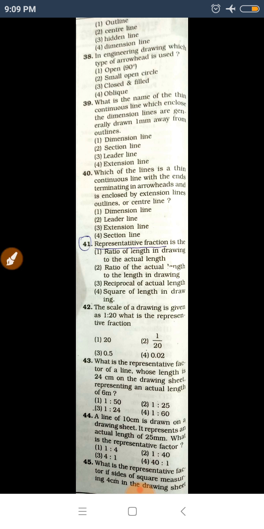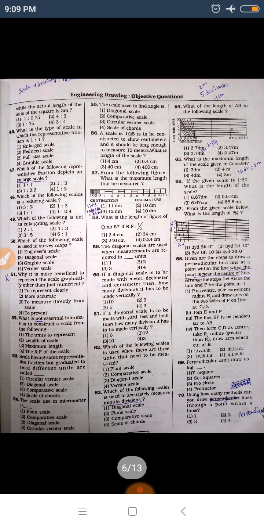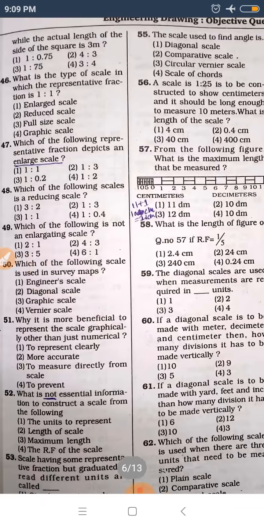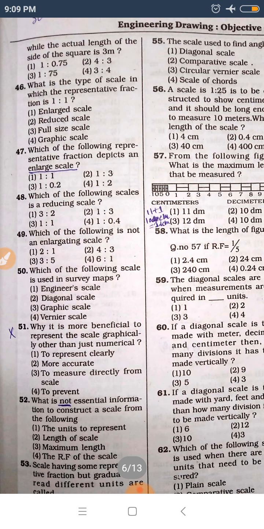What is the representative fraction if the sides of a square measuring 4 cm in the drawing sheet are 3 cm actual? The answer will be C, 1:75. What is the type of scale in which the representative fraction is 1:1? It is full scale.